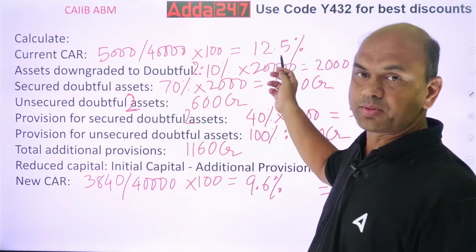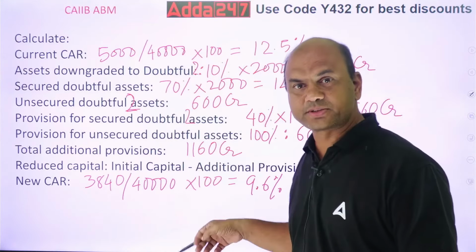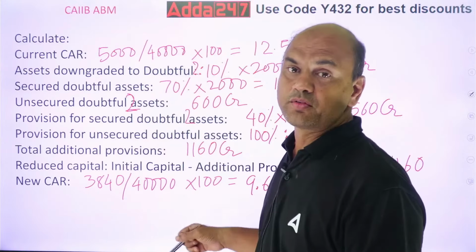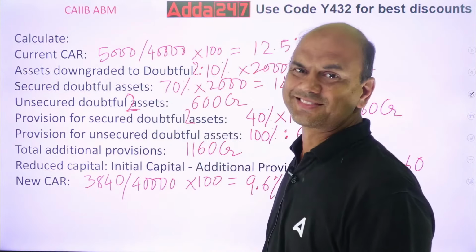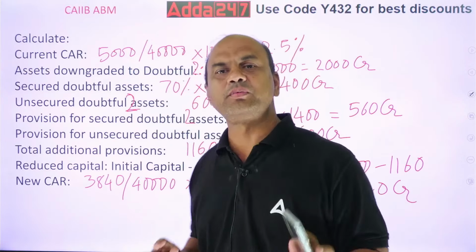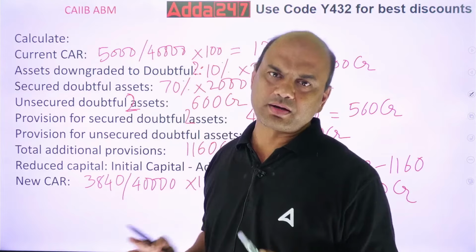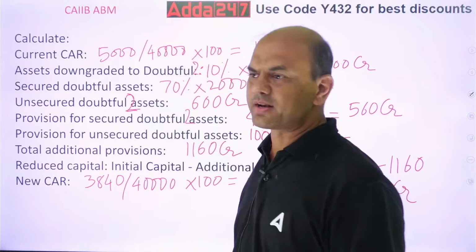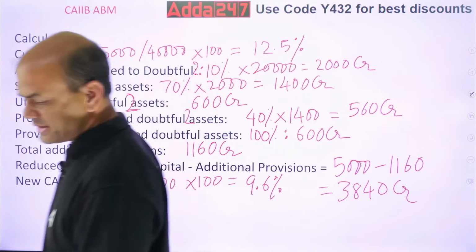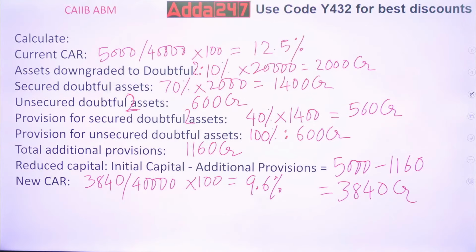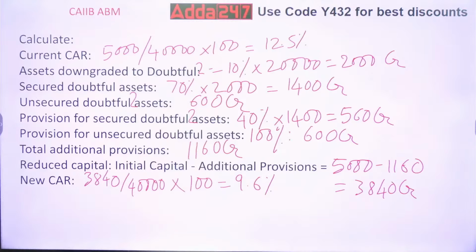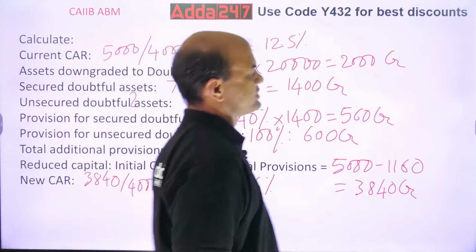Earlier it was 12.5. Now it is 9.6%. It has got reduced. Why? Because of your NPAs. Whenever your bank has NPAs, remember you are in trouble. Try to avoid as many NPAs as possible, or try to convert them. If possible, try to recover them as much as possible. So these were the important numericals.